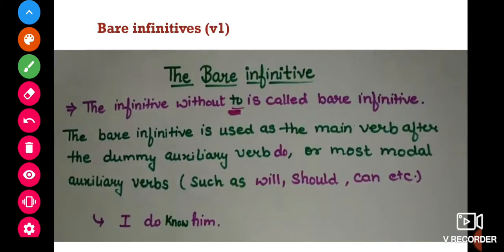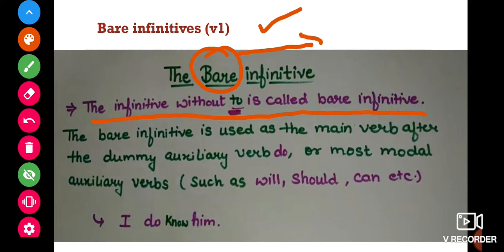Let us move ahead. Now let us see what are bare infinitives. The infinitive without to is called a bare infinitive. Now bare, the word in itself, means either naked or uncovered.